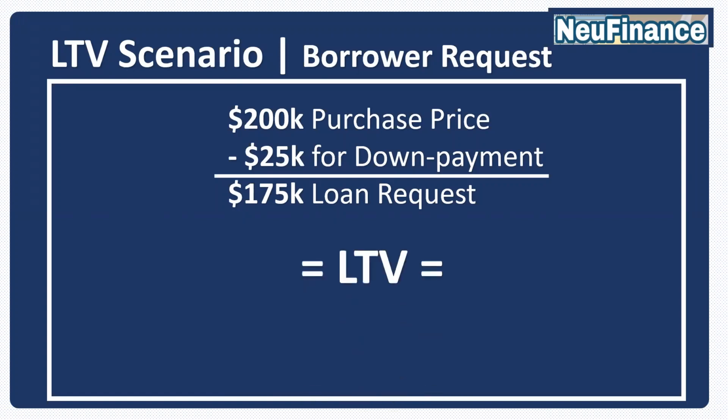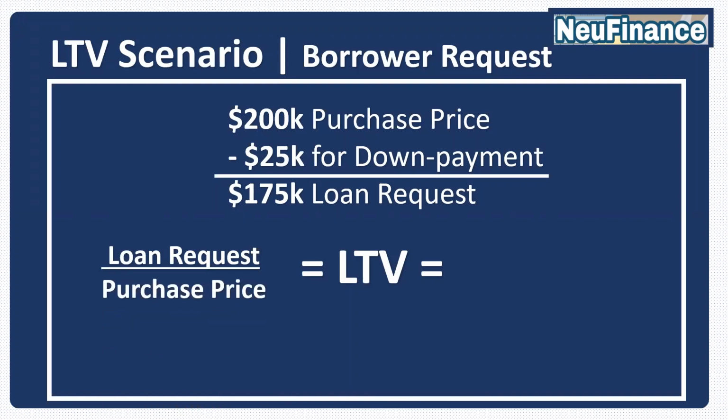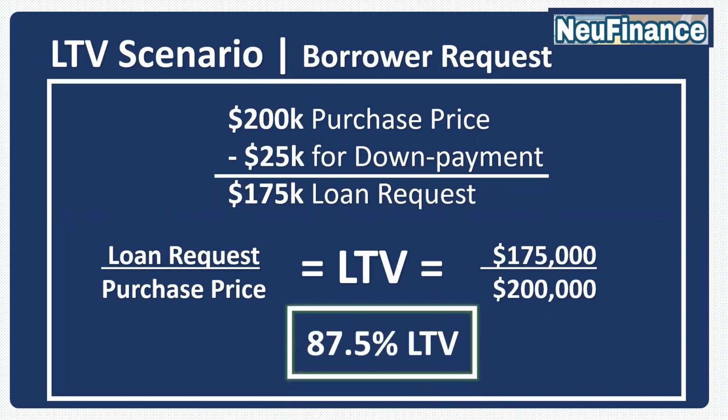Now let's figure out how to determine the loan to value this borrower is looking for. We take the loan request, which is $175,000, and divide it by the purchase price, which is $200,000. 175 divided by 200,000 gives us a final LTV of 87.5%. So the borrower is willing to put in $25,000, which brings the loan amount to 87.5%. Whatever the difference is to get up to 100%, that's how much the borrower is putting in. In this case, it's 12.5%. The borrower is saying, I'm willing to put 12.5% into this deal.